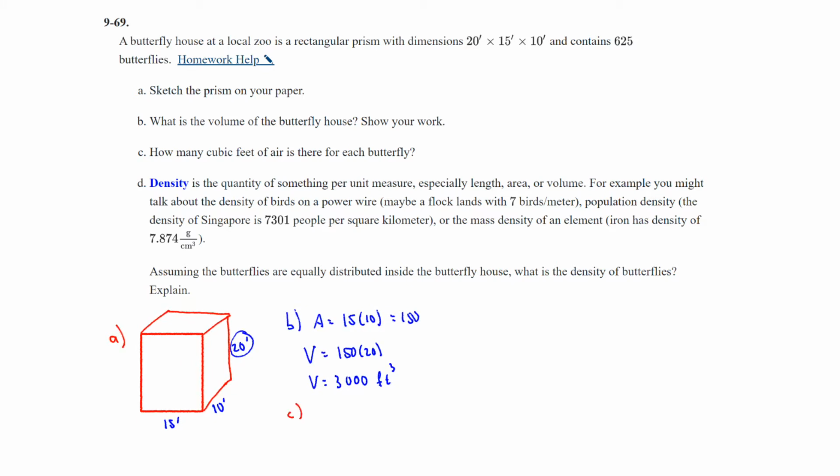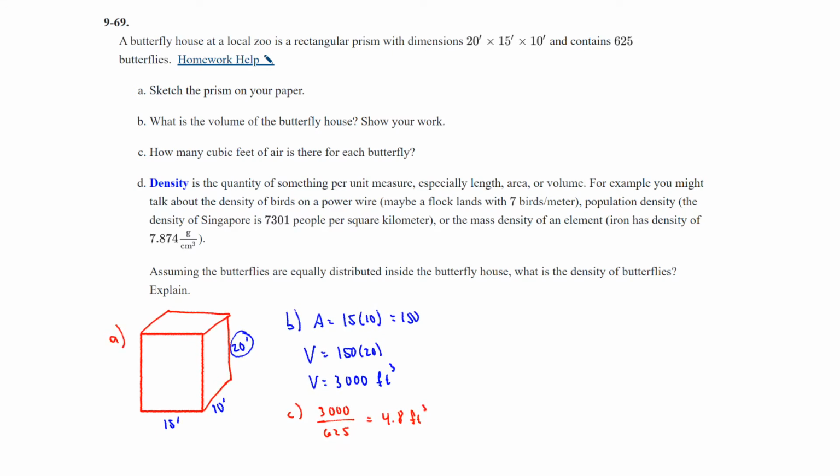Part C, how many cubic feet of air is there for each butterfly? So for the total, we have 3,000, and then there are 625 butterflies. So if we divide, that'll give us how much cubic feet of air is for each butterfly, and that will be 4.8 feet cubed. So that's how much air each butterfly will get.